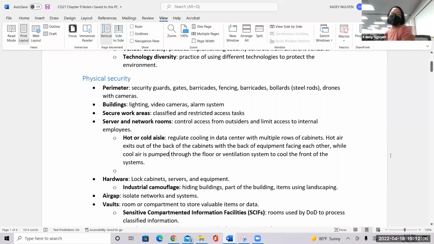Okay, so some of the things that we need to think about is our cabinets need to be locked, and you can use digital locks nowadays, right? You can use bolts, you can use a safe, you can use a lot of things to really secure your physical items. So industrial camouflage is a way that we can hide buildings and things, right?